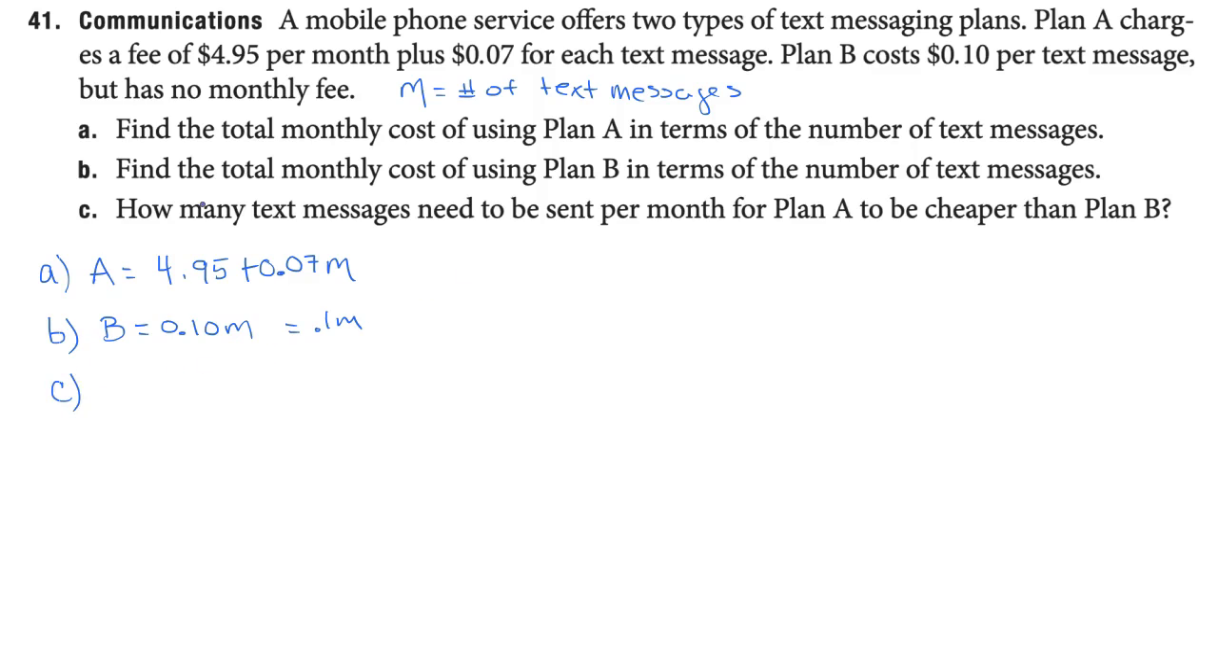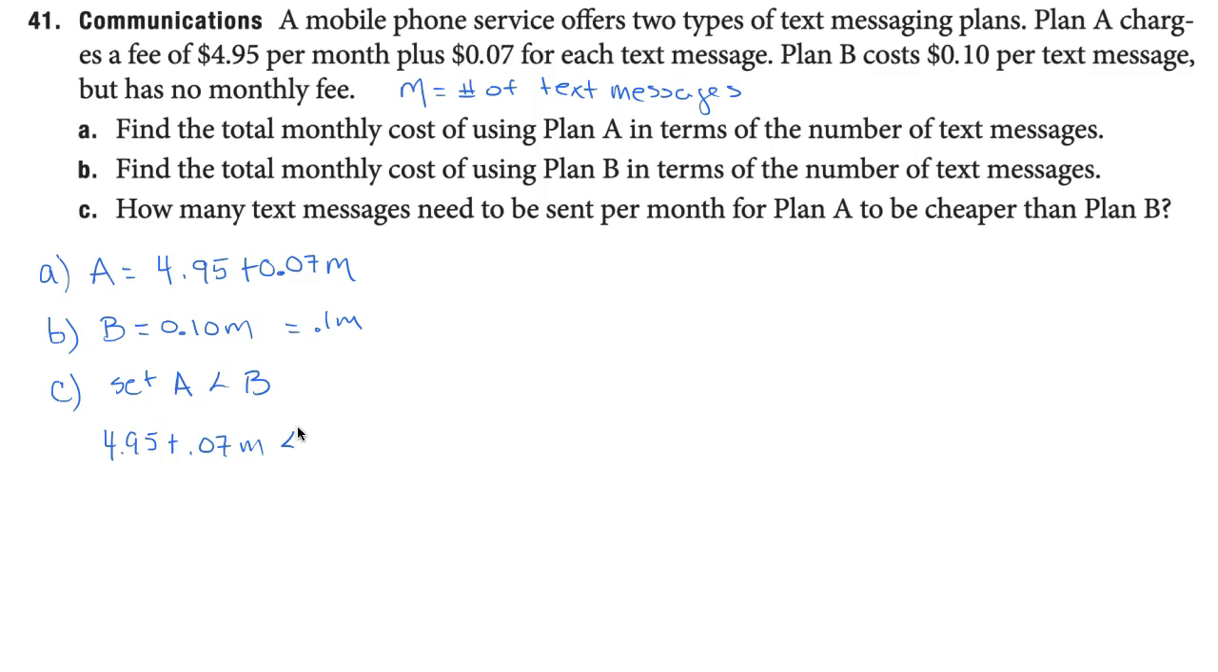Now you have to think through what they want for this last one. How many text messages need to be sent per month for plan A to be cheaper than plan B? So you need to set the cost of A less than B. This one is the cost of A, this one is the cost of B, and now we want to set A less than B. So we plug in what we got for A, which is 4.95 plus 0.07 M, not equals, less than. Equals is a habit, but in this problem we want A to be less than B.